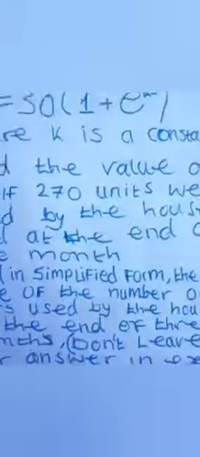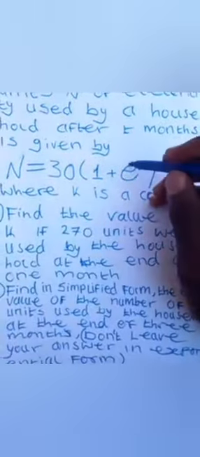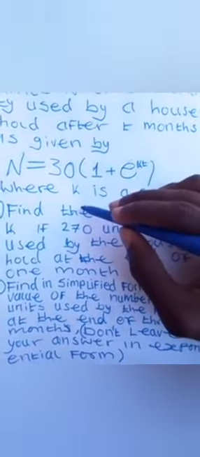For the second one, they're saying find in simplified form the exact value of the number of units used by the household at the end of 3 months. They have said 3 months. So they want you to find n, where k is what you have found, and t is 3 because they have said 3 months. There are already numbers here, so we'll only be able to find n, right? And they don't want you to leave it in natural log. They want you to simplify by applying the properties. So let's see how we can solve that.